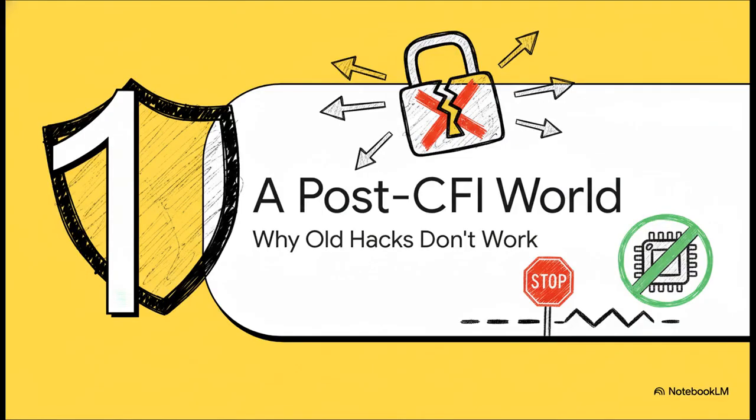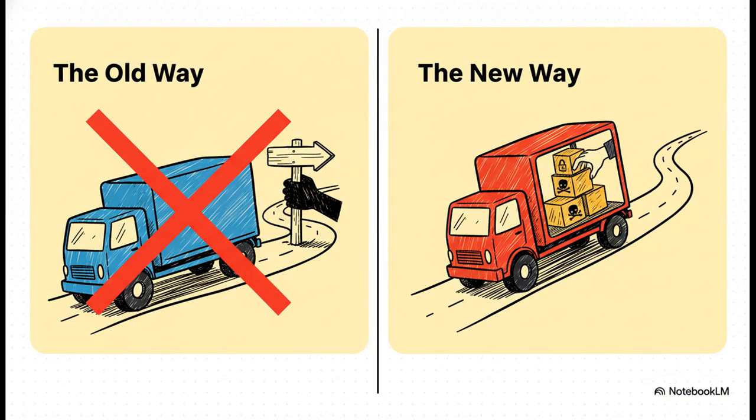We are living in a post-control flow integrity world. Think of defenses like kernel CFI, or KCFI, as a super strict bouncer for the kernel's brain. It checks the ID of every single piece of code that's about to run, making sure it's on the guest list. And what this means is that those classic old-school attacks where you just overwrite a function pointer, yeah, they're dead. Done.